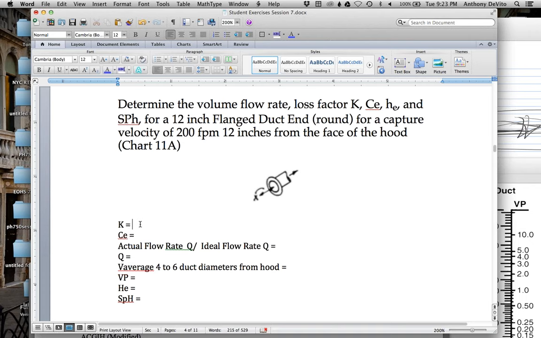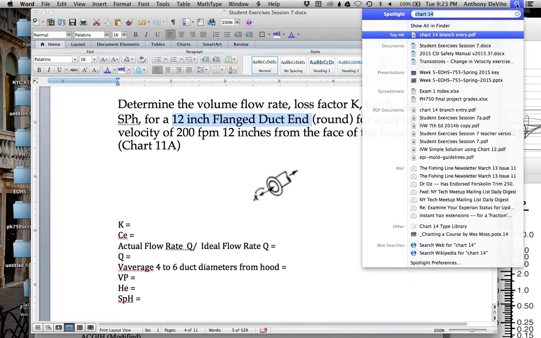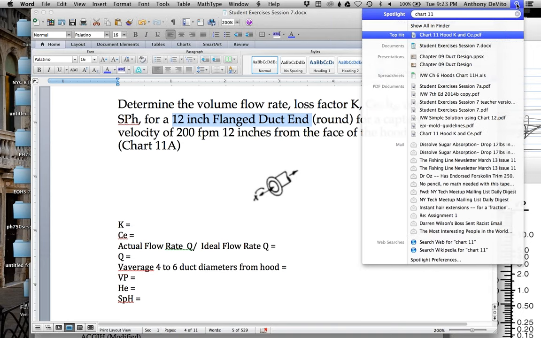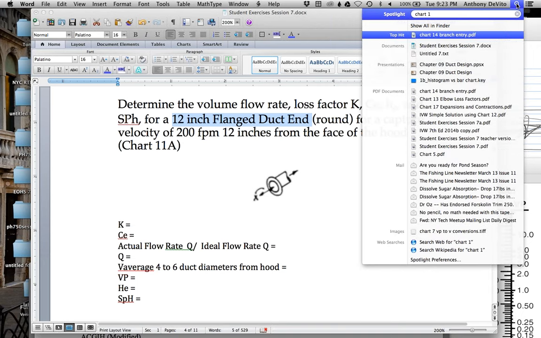what is K for a hood? Well, let's take a look at this hood. This hood is a 12-inch flanged round duct end hood. Okay, and we can look that up, right? That's on chart, is it chart 11? Am I right about that? Chart 11 has a number of different charts, 11A, 11B, and so on and so forth. No, it's not chart 11, it's chart 12.